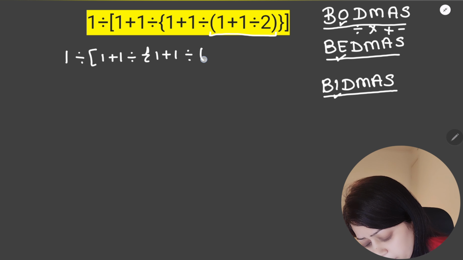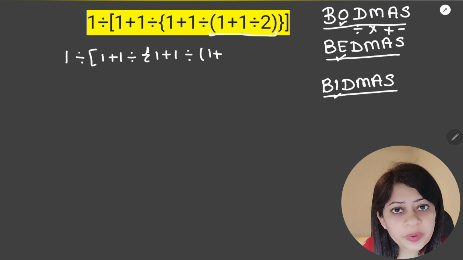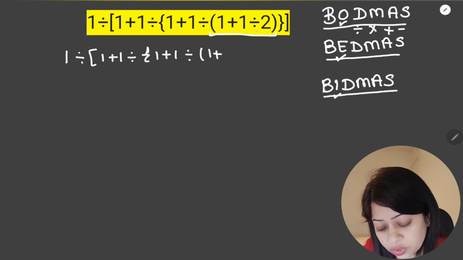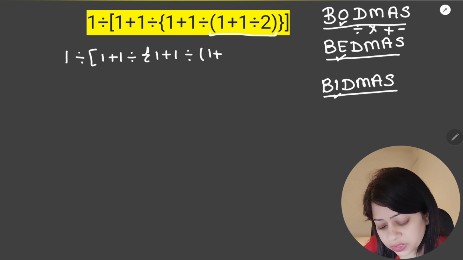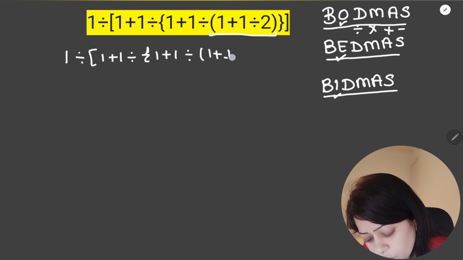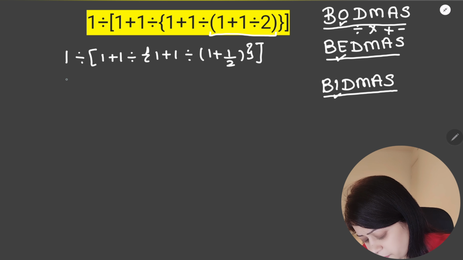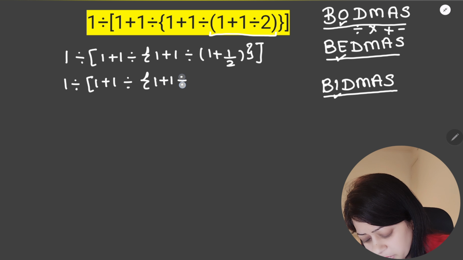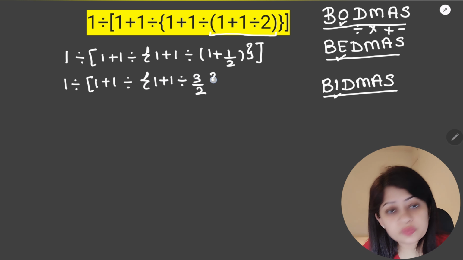This is 1 plus, in the bracket as well we will follow the order of operations. So we will solve division first, not this. You cannot write it as 2 divided by 2. You will not solve addition first. Here as well you will solve division first. So it is 1 plus 1 by 2 and then you got this, right? So 1 divided by 1 plus 1 divided by 1 plus 1 divided by, this is 1 plus 1 by 2, which is 3 by 2. Now we are done with the small bracket.